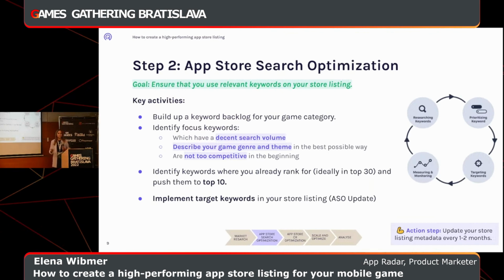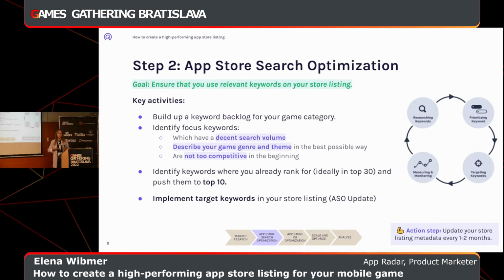And what are the steps, how to do that? On the first step, I would always say, try to build up a keyword backlog of relevant keywords for your game category. So really looking at different metrics here. On the one hand, look at keywords that have a decent search volume, so keywords that people are actually looking for in the store and that you can expect downloads from. Then very important is the relevancy of those keywords. So really trying to look at what in the best possible way describes your mobile game.